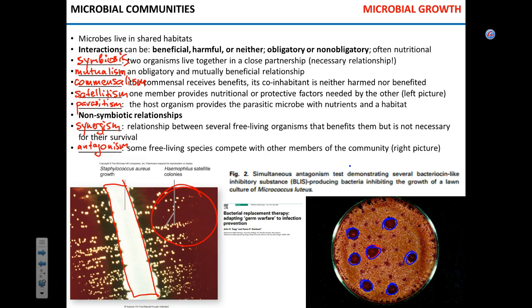Does that make sense? What you have to know about this: mandatory versus non-mandatory, and the general definition of symbiosis, right? And then 6 different types of relationships: mutualism, commensalism, parasitism, satellitism, antagonism, and synergism. If I give you a description like the one I gave you a couple of minutes ago, you have to recognize which relationship I'm talking about. Does that make sense? Any questions? We can move on. Good.